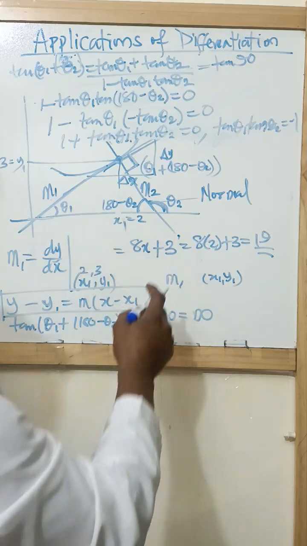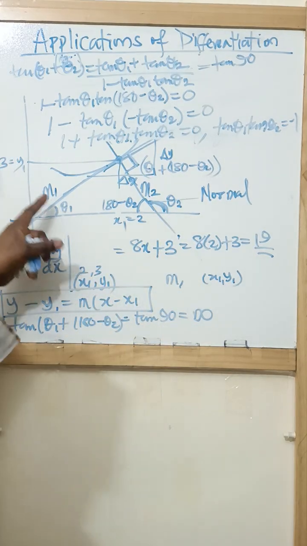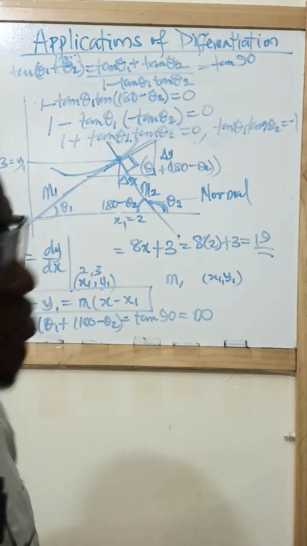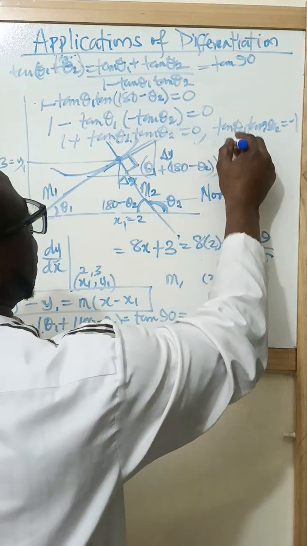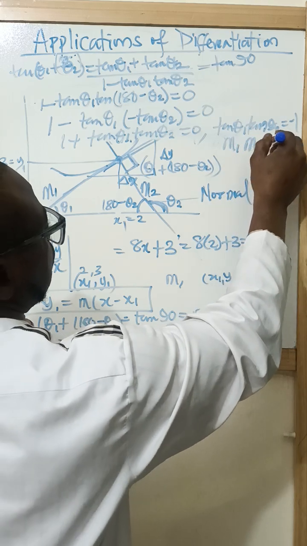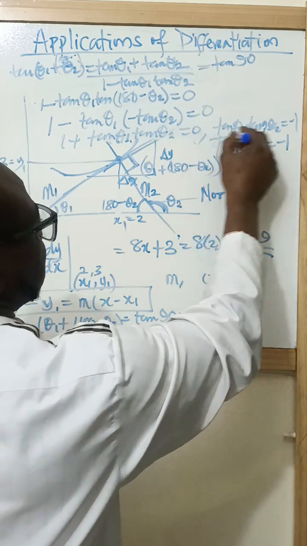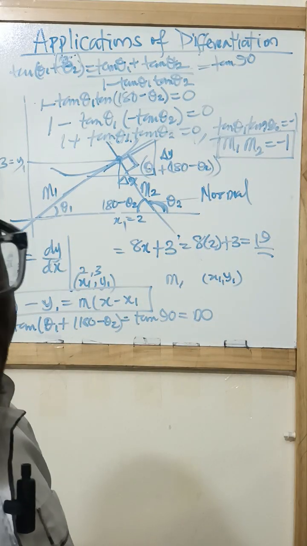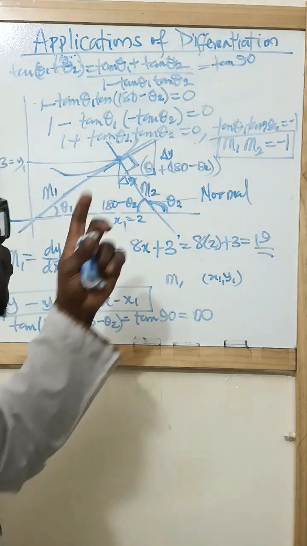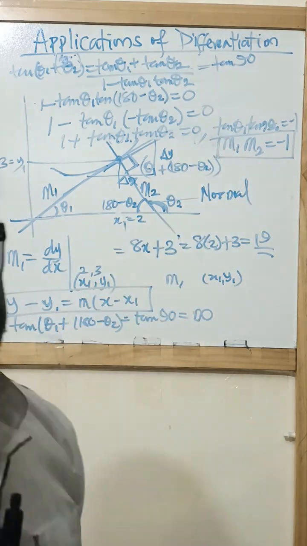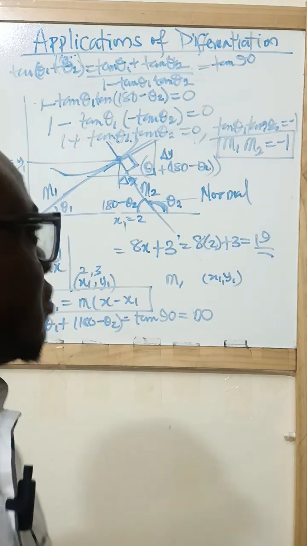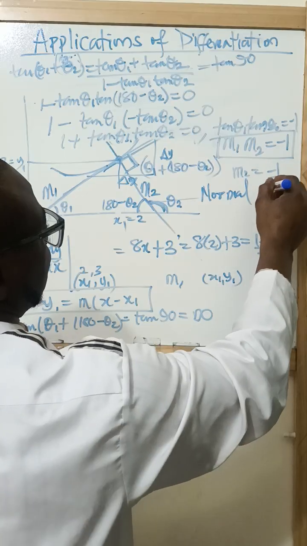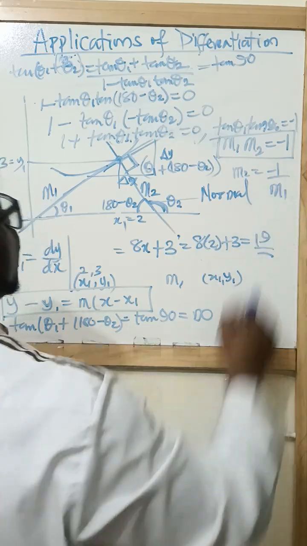But what is tan theta 1 and what is tan theta 2? Tan theta 1 is the same thing as M1 and tan theta 2 is the same thing as M2. So that means M1 M2 will be equal to minus 1. So this is the equation that connects the tangent and the normal together. Which means if we know M1, we can find M2, and if we know M2, we can find M1. Okay? So M2 from here is going to be minus 1 all over M1.